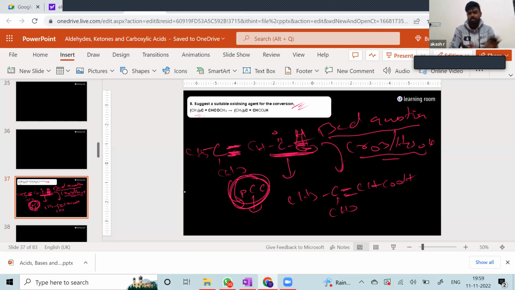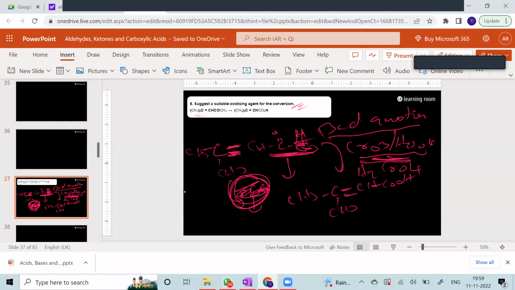Oh, yeah, Kanna. The PCC, what you told was correct. So the answer would have been this only. Whatever be the case, this would have been the better answer: CrO3 by H2SO4. So PCC converts alcohol to aldehyde. Yes, absolutely. That is true. So PCC cannot be the answer to this question. Okay, whether it is going to be an aldehyde or a ketone, the answer would have been CrO3 by H2SO4, which is basically going to form H2CrO4.